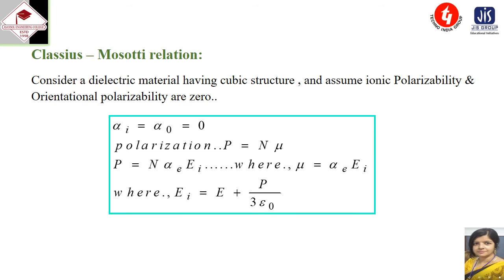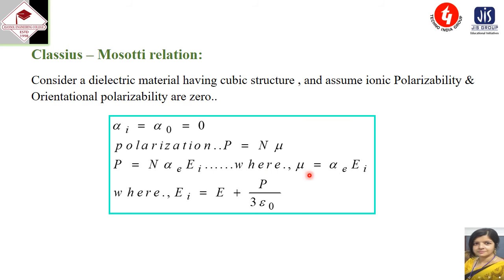Now the Clausius-Mossotti relation. Consider a dielectric material having cubic structure, and assume the ionic polarizability and orientational polarizability are 0. That is, alpha_i equals alpha_o equals 0. So the polarization vector P equals N into mu, we know. Now P equals N alpha E, as mu equals alpha into E. Here we are taking electronic polarizability, so alpha_e into E_i.